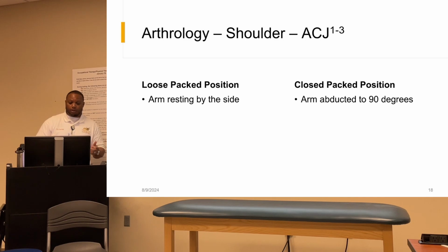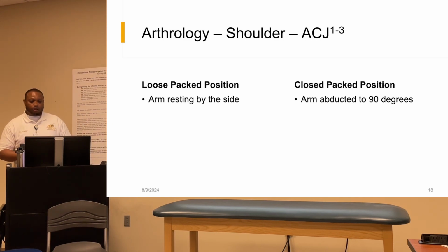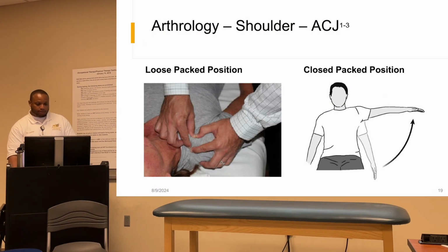So acromioclavicular joint, loose pack position, again, arm resting by the side, and the closed pack position is the arm abducted to 90 degrees. So here's a picture of loose pack position and a therapist mobilizing the acromioclavicular joint. So mobilizing the clavicle, the lateral end of the clavicle on the acromion. And then this is a visual of the closed pack position for the acromioclavicular joint. That's when it's at the most congruent position.